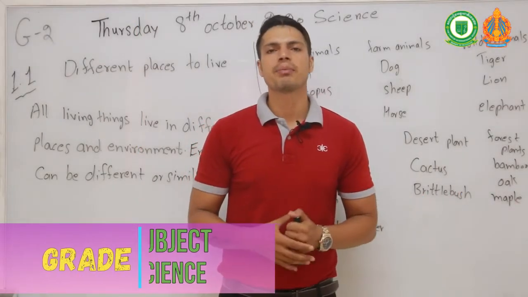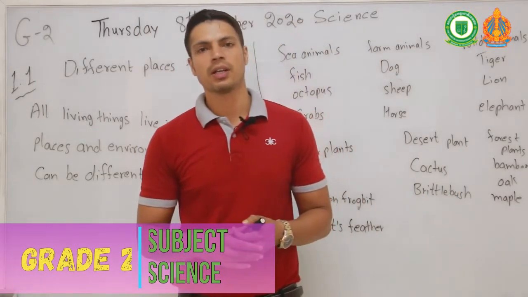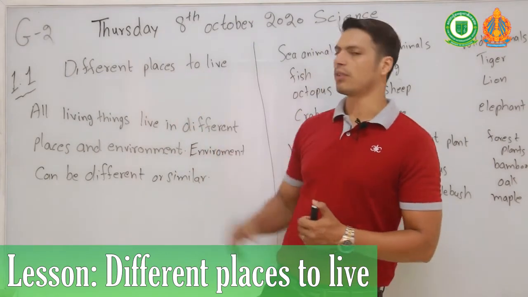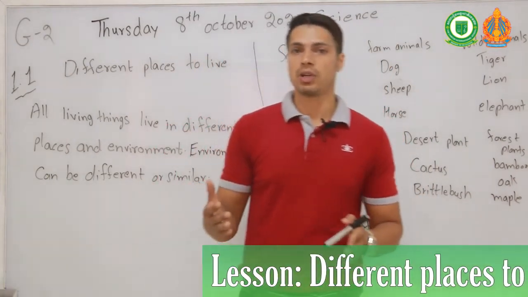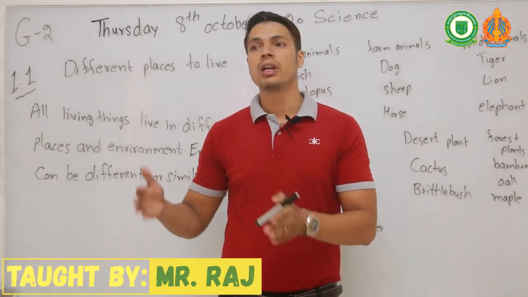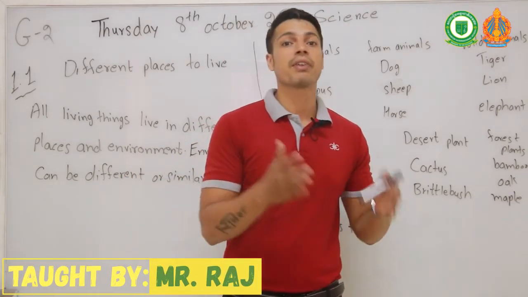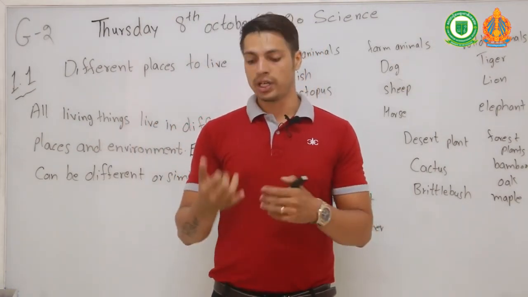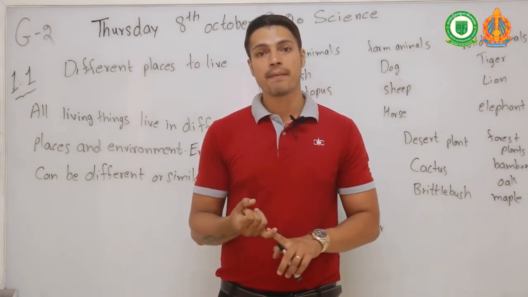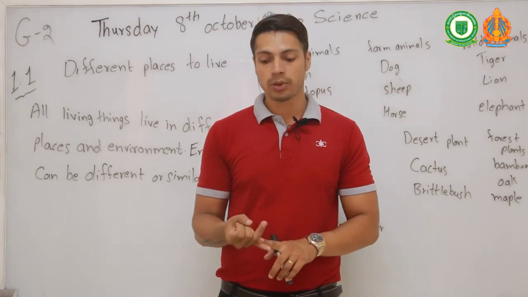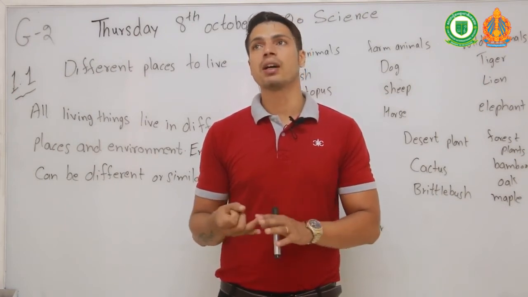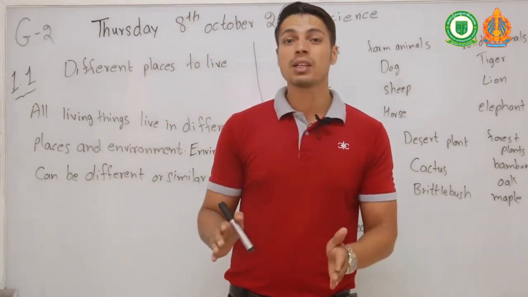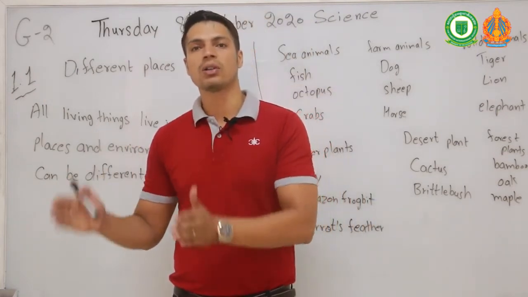Hello students, welcome back to our second video for today's class. Today we are reviewing different places to live. As I mentioned in the last video, different living things need different places to survive, because they can find food there. First of all, we living things need food, fresh air to breathe, and water to survive, and we need necessary things for life. So that's why we find a place where we can get all these things.